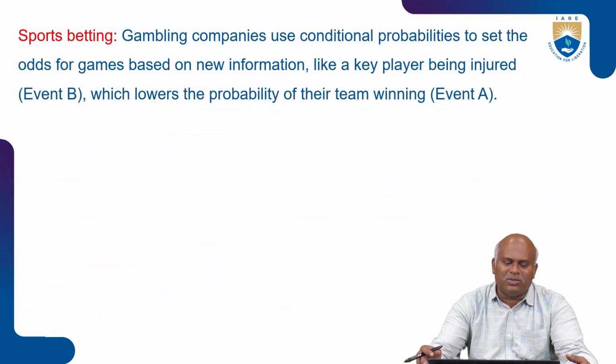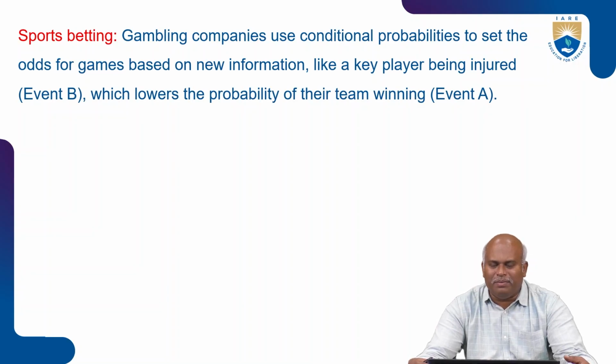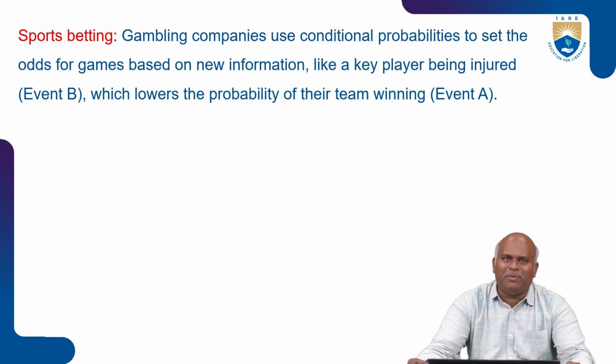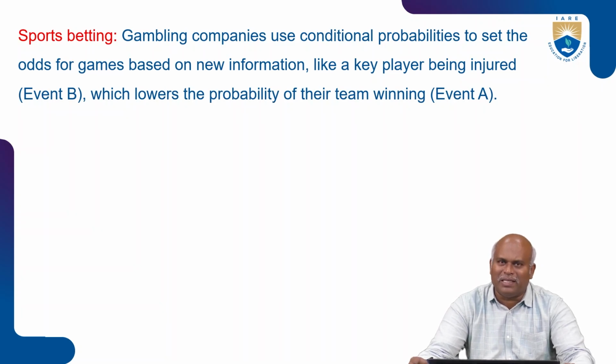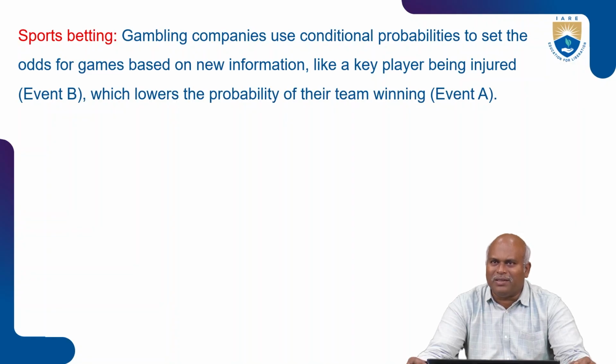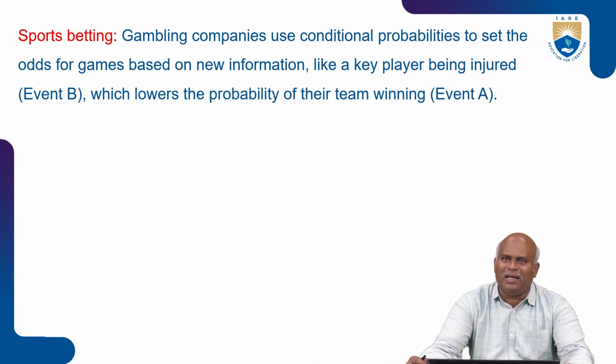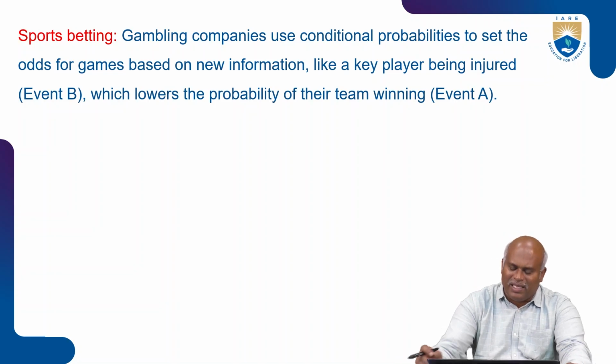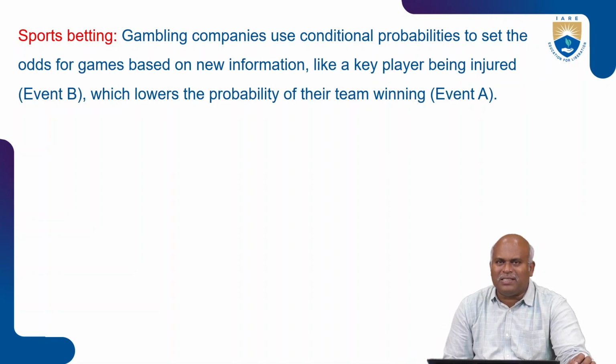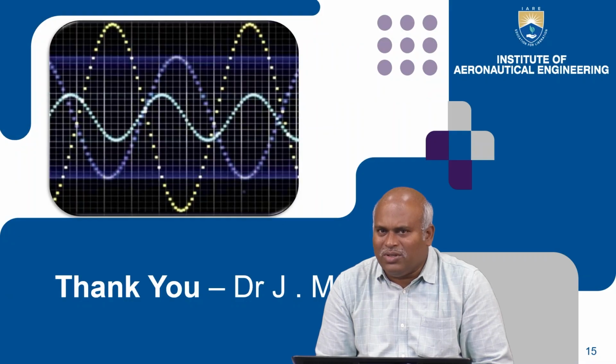Then sports betting. Some gambling companies use this kind of prediction. With conditional probability, they find the odds for a game based on new information. For example, a key player being injured in event A lowers the probability of the team to win. Up to this much, I'm going to stop this section.